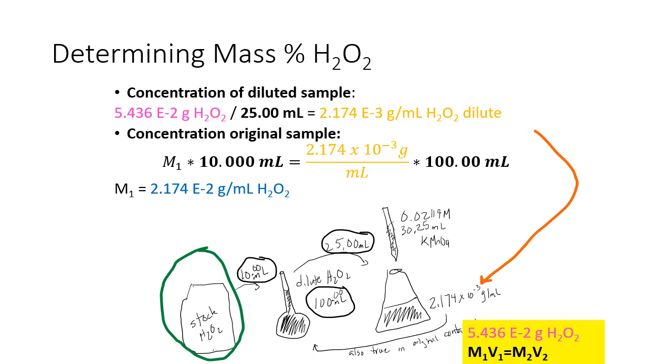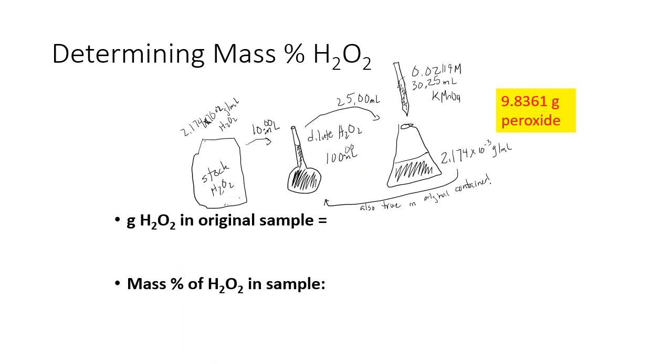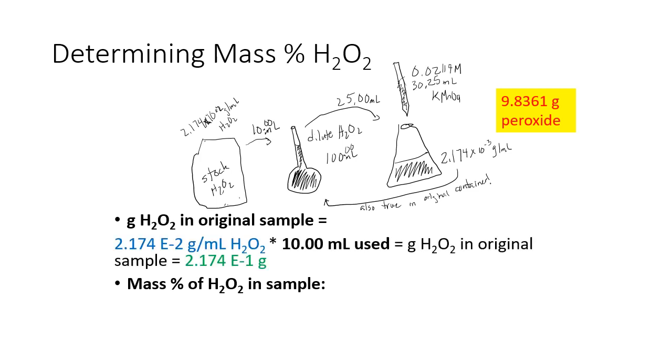We currently have a concentration. So we are going to have to get to the point where we can do the mass percent. So we're going to do that next. All right, now we had originally 9.3861 grams of peroxide. So we know the total mass. But what is the mass in the original sample? Well, we have our concentration, and we know that we used 10 milliliters of it. So if we multiply our concentration times the 10 mils we pulled out, we get that our original sample had 2.174 times 10 to the negative 1 grams of hydrogen peroxide.